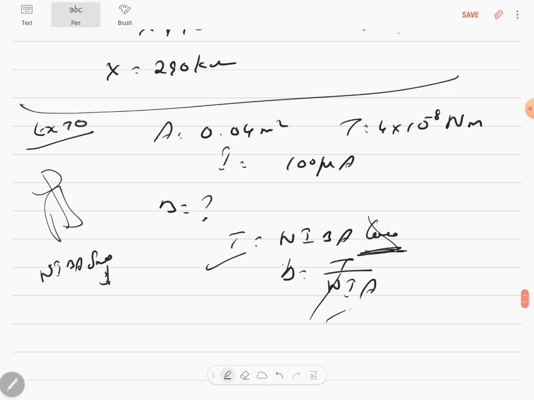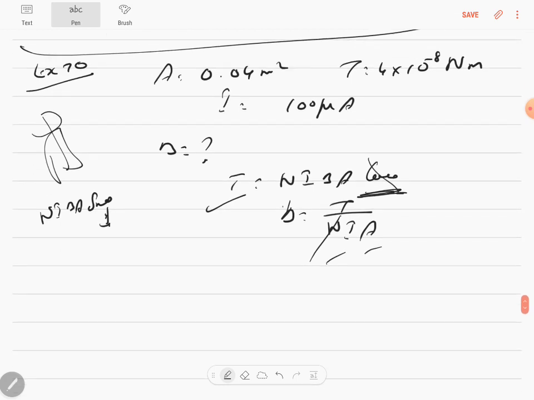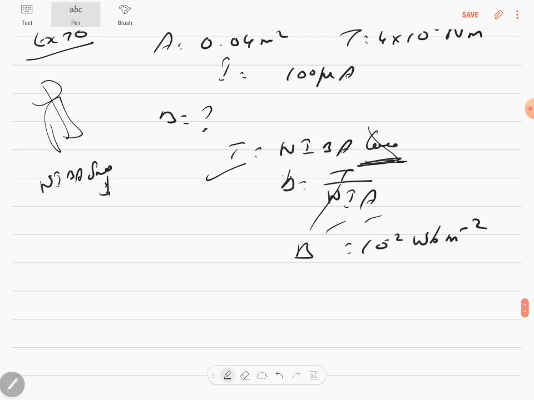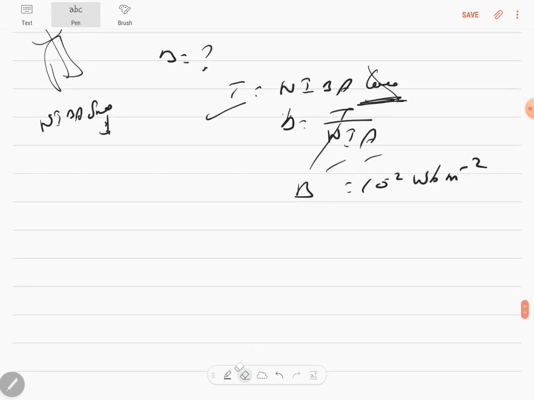You know the current, you know the area, you can find B, right, which is 10 to the power minus 2 Weber per meter square. You can also write the magnetic field in Tesla. Another unit for it is Weber per meter square, because it is magnetic flux per unit area. Flux is Weber, area is meter square. So Weber per meter square is another unit for Tesla. In place of Tesla, you can write that.